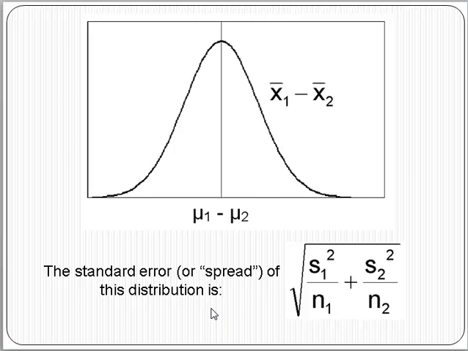All right, pictorially, we've got a distribution of the difference in sample means. This is a sampling distribution. The mean of the x bar 1s is mu1, the mean of the x bar 2s is mu2, so the mean of the difference in the sample means is the difference in the population means. The spread, or the standard error, of this t-distribution is given by this expression.